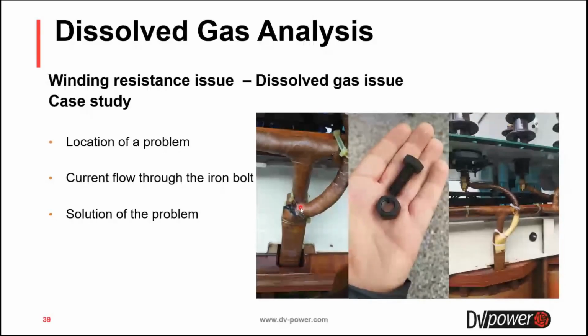The transformer has loose contacts. Because of the loose contacts, current flows through the iron shaft, and because of that we produce high temperature, probably much more than 700 degrees, and that led DGA to indicate a T3 fault.